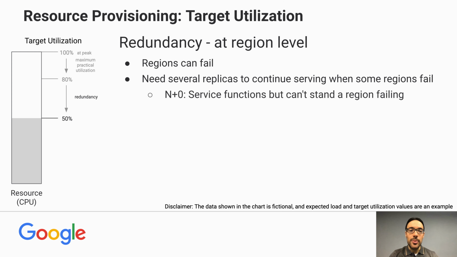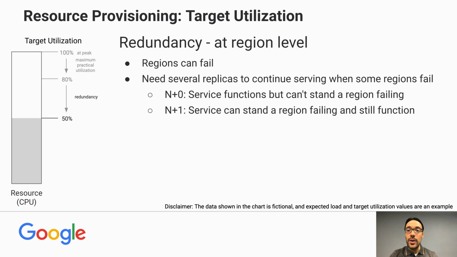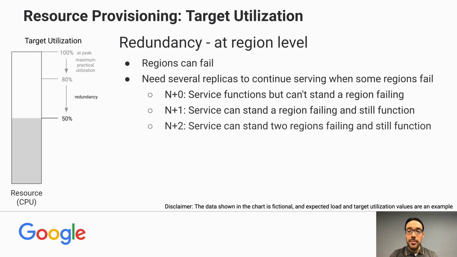A service is said to be n+0 globally when it is up and running but cannot stand a region going down. It is said to be n+1 globally when it can stand a single region going down. It is said to be n+2 globally when it can stand two regions going down, and so on.